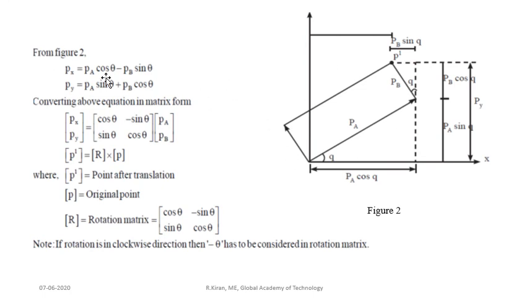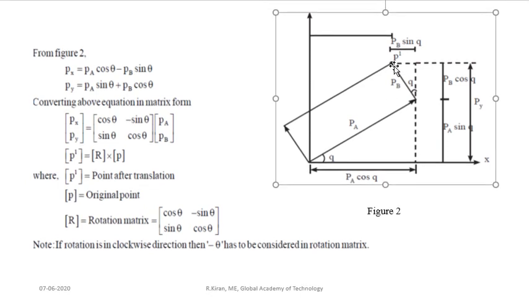So here from figure 2 we can see that the distance from this point to this point, that is P to P dash, is nothing but the value of Px, which is given by PA cos theta minus PB sin theta, where theta is represented by Q. Similarly, Py, the vertical distance from this point to this point, is given by PA sin theta plus PB cos theta, where theta is represented by an amount Q in this particular problem.